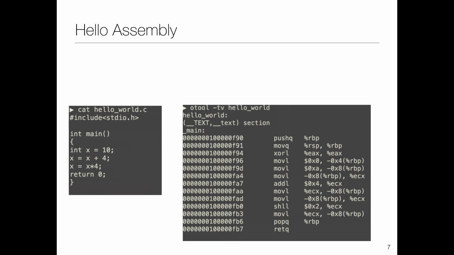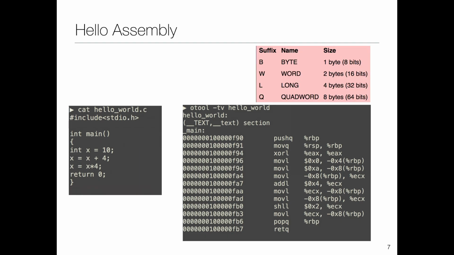Okay, so let's not look into all the details. This is something you can study on your own, but let's look at some of the important things. If you see, there is Q or L at the end of these. Anyone remember what these could mean? Any guesses? L could be long, Q could be... So L stands for long, Q stands for quad-word. These are basically the sizes of the operands. So we have move, XOR, add, shift left, pop, return.